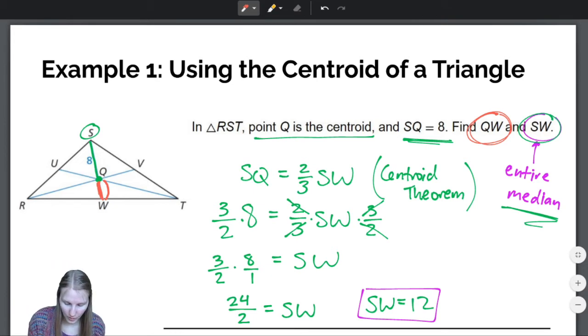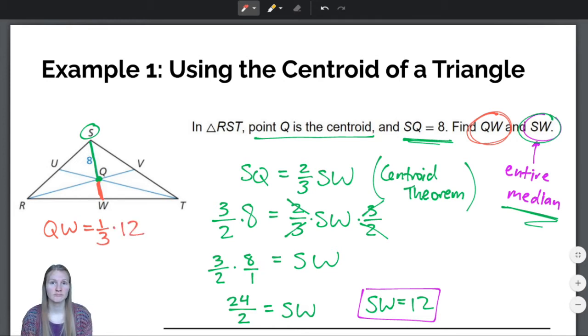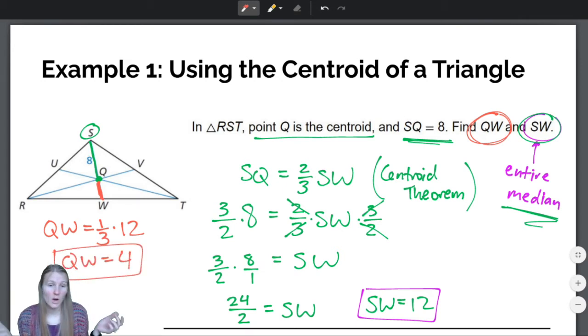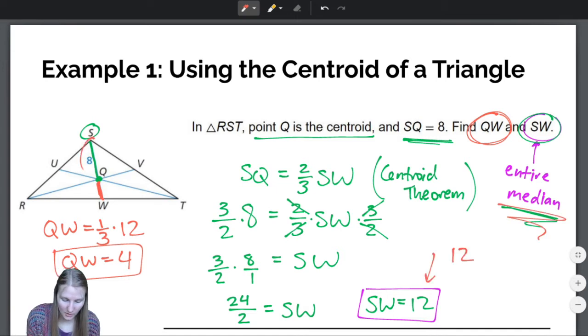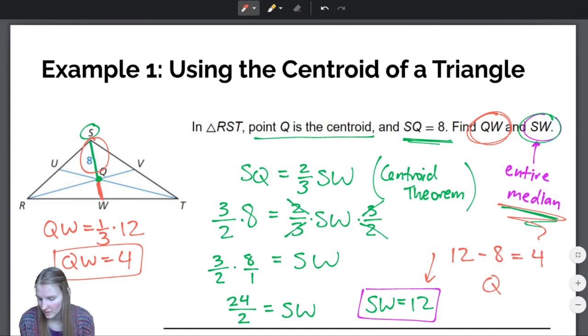So there's multiple ways that we can do this. One is we know that QW is 1/3 of the entire median. So we can do 1/3 of 12, which is 4. That's one way that we can solve this problem. Another way is I know that the entire median is 12, and I know that the other part of the median is 8. So if I do 12 minus 8, I get 4, and QW equals 4.